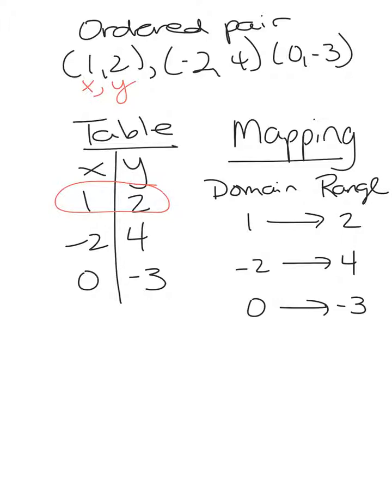And the last way we're looking at is mapping. Same sort of idea. This is 1, and there's an arrow to 2. This is my x value. We call those the domain. The domain is all the values that appear in the x, and the range is identified with y values.